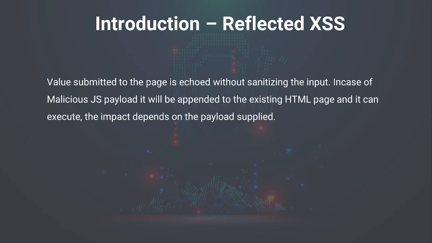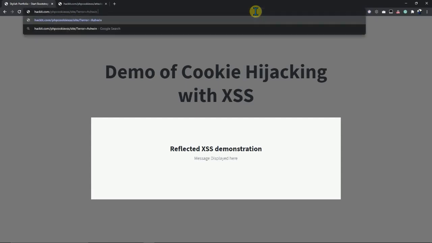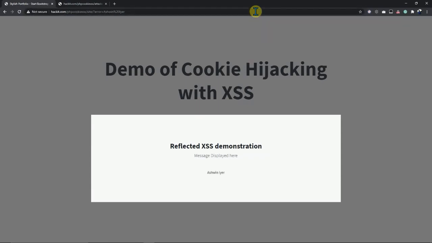Now let's take a look at the hands-on. This is a dummy website that I've created for demo purposes only. In this scenario, we have a variable in the GET parameter error that is vulnerable to reflected cross-site scripting. Let's see how this works. Whatever values I pass on this parameter will be reflected. As you see, whatever I've typed is passed as it is.